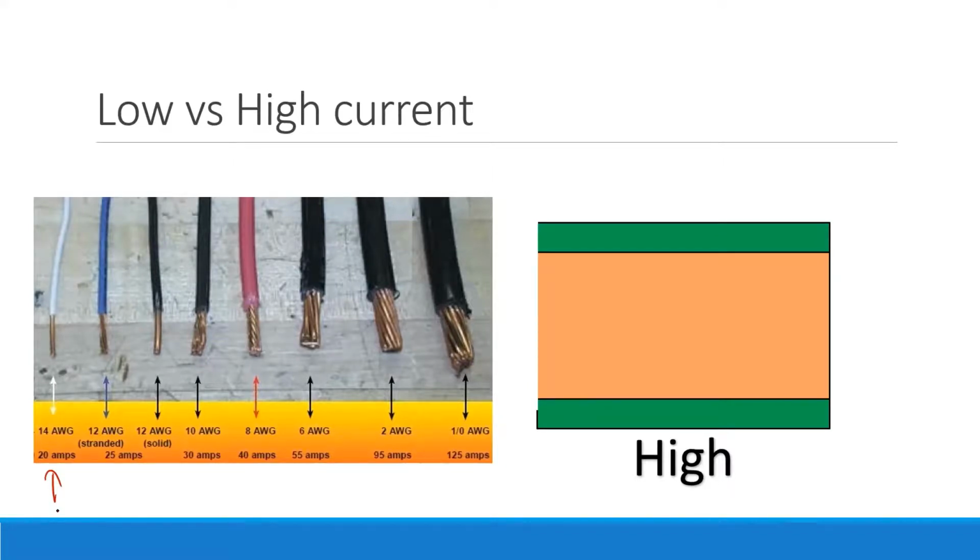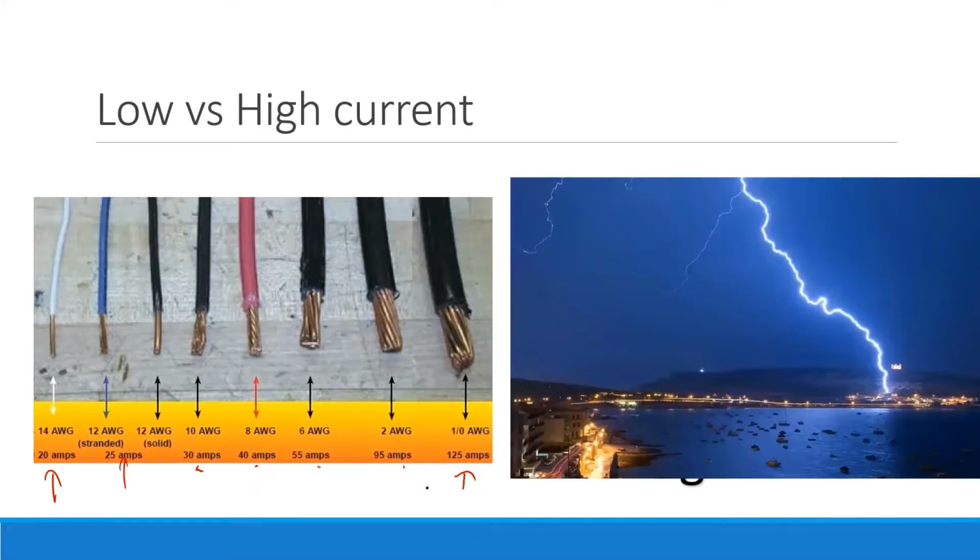If I look at these next ones, then we've got 25 amps, then 30 amps, 40 amps, 55, 95, 125. And by the time we get to 125, we've got a really thick copper wire. This guy is really thick. No jokes intended, but it can take a lot of current. And again, go back to the lightning example here. This is a large amount of charge moving very quickly, and when we've got that, it takes up a lot of space.